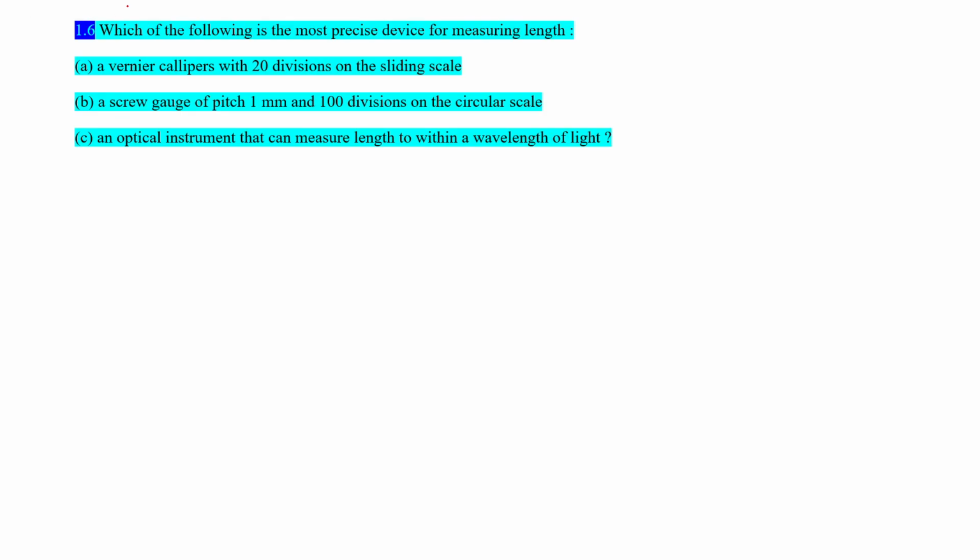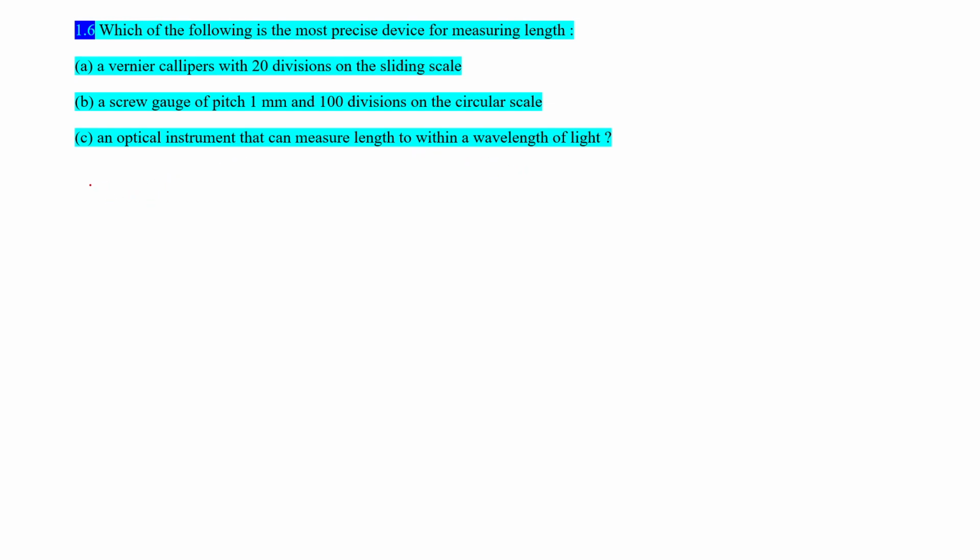We will go to question number 6. Which of the following is the most precise device for measuring length? There are three options given. A: a vernier calipers with 20 divisions on the sliding scale. B: a screw gauge of pitch 1 mm and 100 divisions on the circular scale. C: an optical instrument that can measure length to within a wavelength of light.